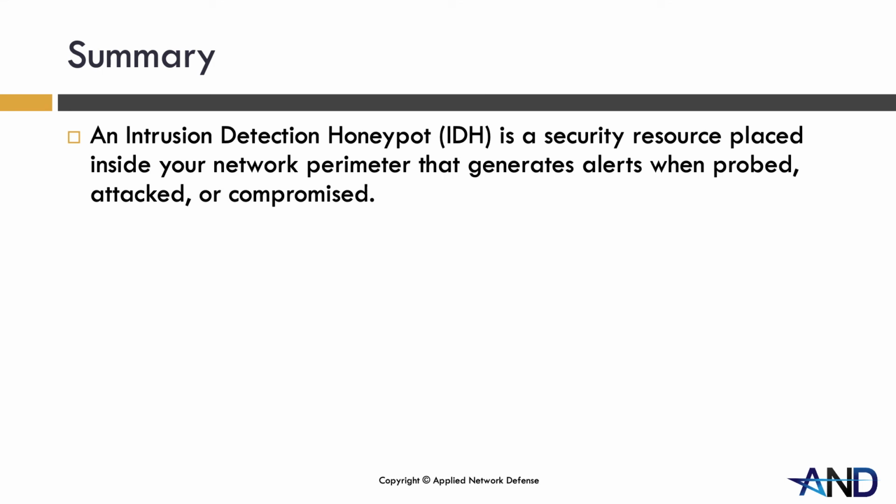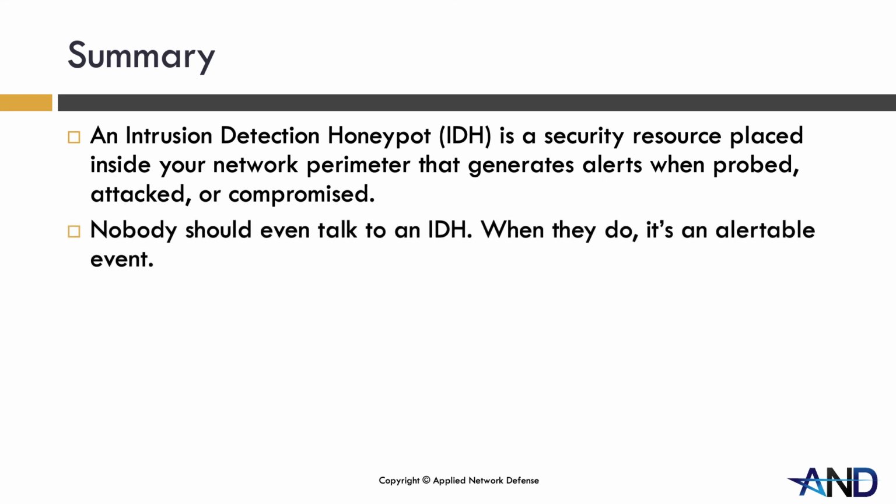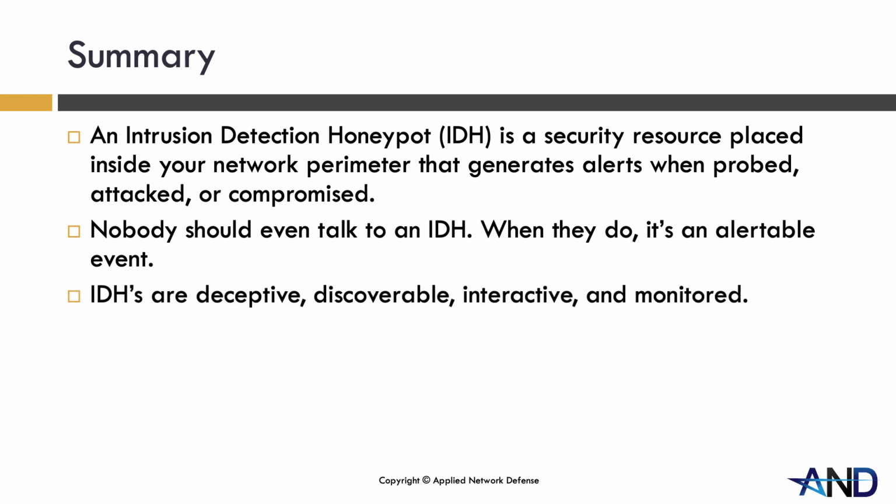First, an intrusion detection honeypot is a security resource placed inside your network perimeter that generates alerts when probed, attacked, or compromised. The basic premise of IDH is that nobody should ever talk to one. When they do, it's an alertable event that you want to know about. Intrusion detection honeypots work because they're deceptive, discoverable, interactive, and monitored, ultimately leading you to get an alert when someone interacts with one, which again, they should never do.